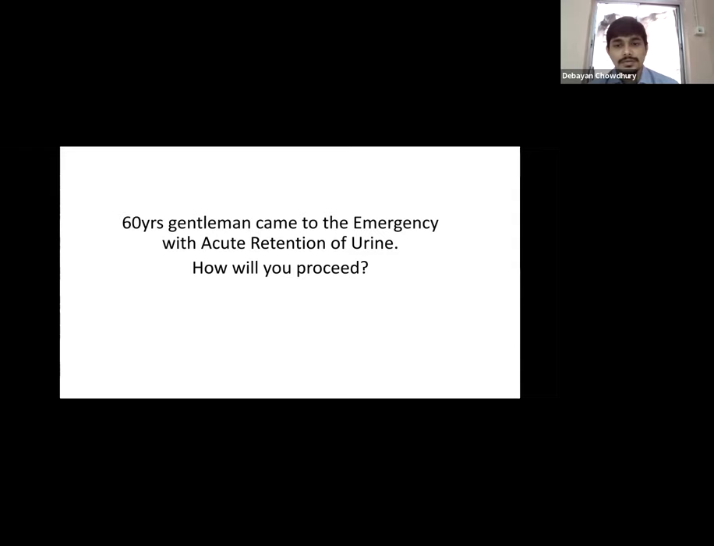So, as a 60 year old gentleman comes with acute retention in emergency, the first thing you should think is that this patient is mostly having a prostatic enlargement leading to acute retention. So you need to know what other things can cause retention, first thing. And second is why this patient had sudden urinary retention. So you should ask the patient, did you have any lower urinary symptoms in the past? If yes, since how long? And what was the treatment given? Second thing, did you have any surgery related to the urethra or prostate in the past? Because some patients will have had some intervention and will come with urethral stricture.